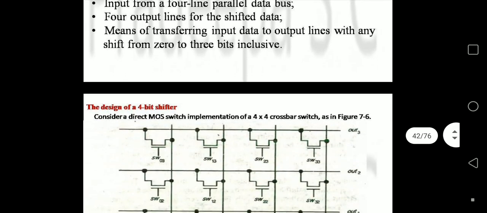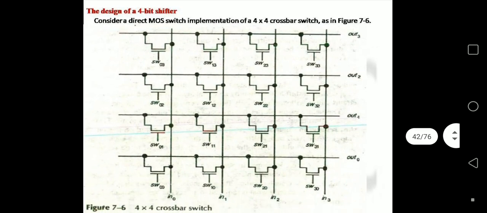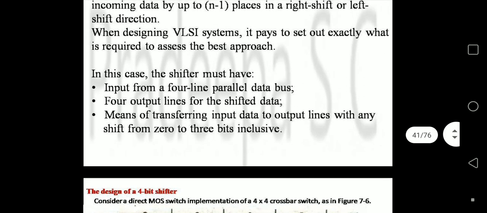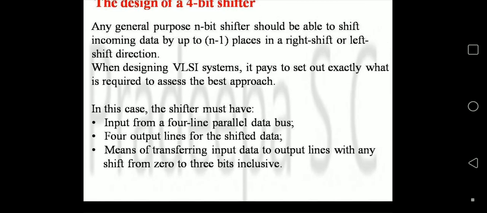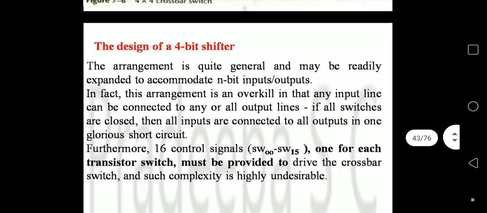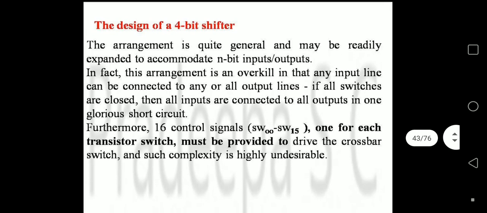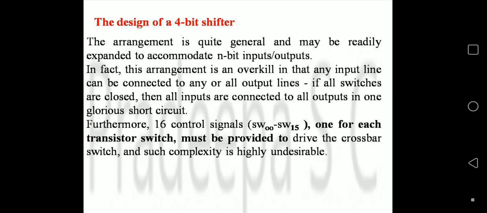Okay, here this is the structure of a 4-bit shifter. We can call this a crossbar switch. This shifter has input from a 4-line parallel data bus and 4 output lines for the shifted data, transferring input data to output lines with any shift from 0 to 3 bits. The arrangement is quite general and may be readily expanded to accommodate n-bit outputs.